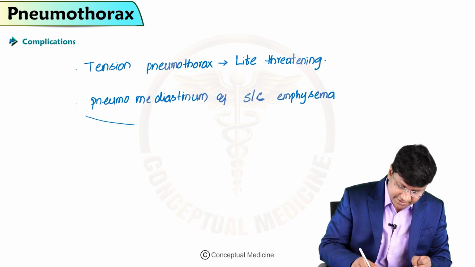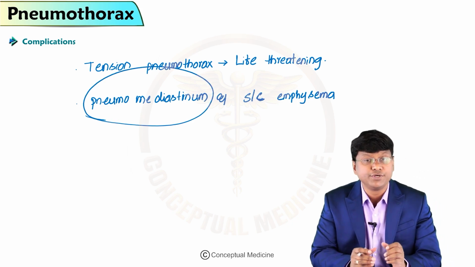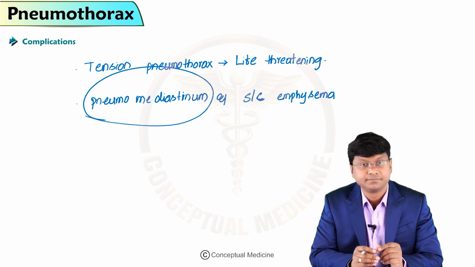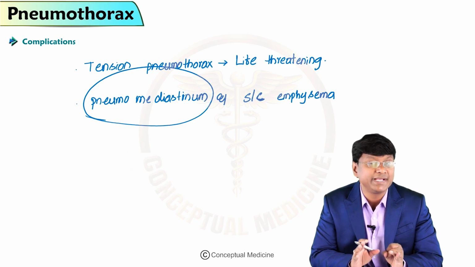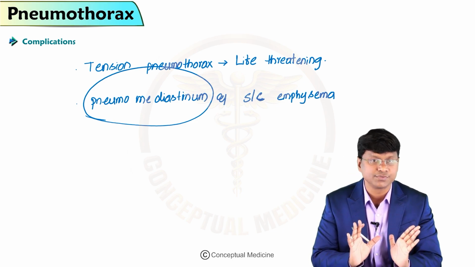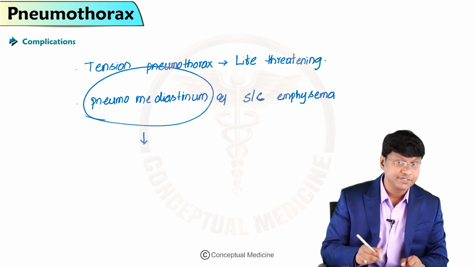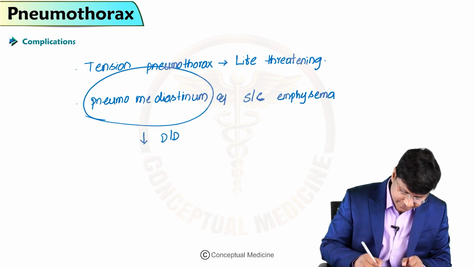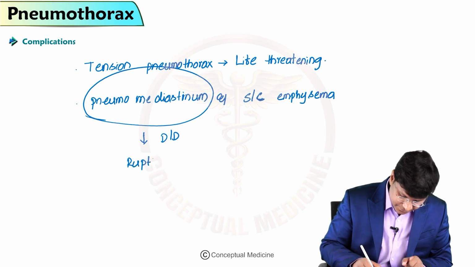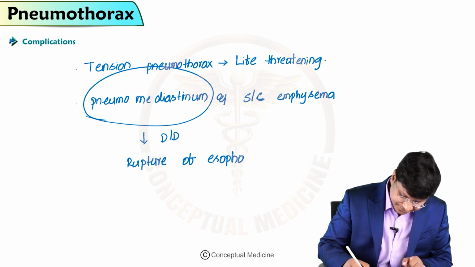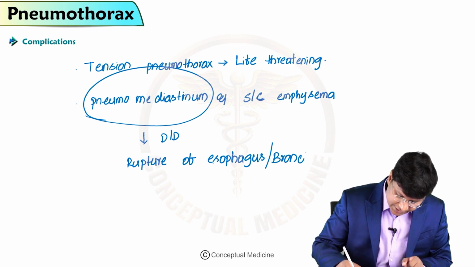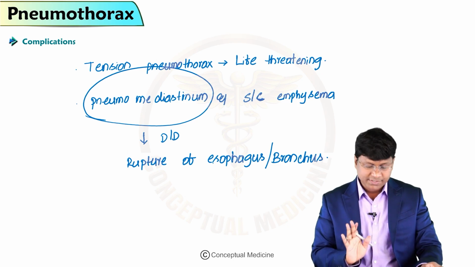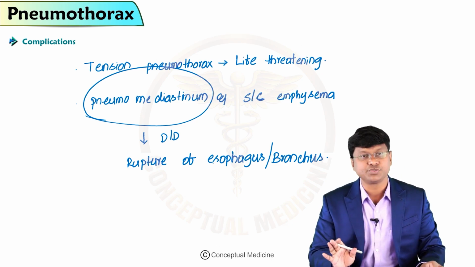And if pneumomediastinum is detected, rupture of the esophagus or bronchus should be considered among the differential diagnoses. So the differential diagnosis for pneumomediastinum is rupture of the esophagus and rupture of the bronchus. So these are the complications that you will encounter in patients with pneumothorax.